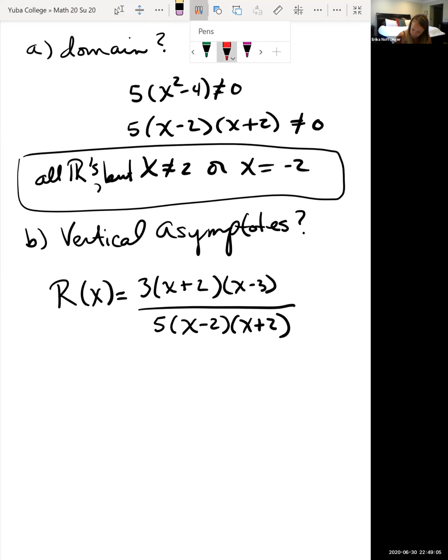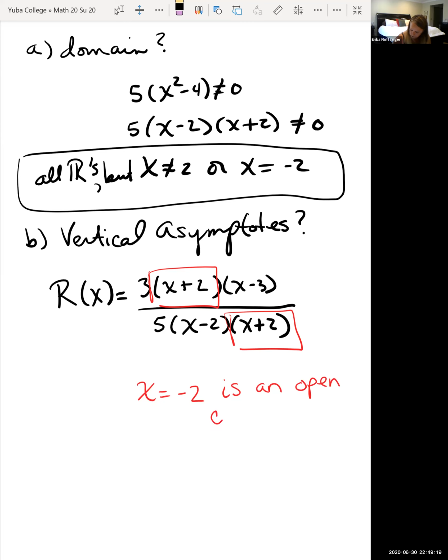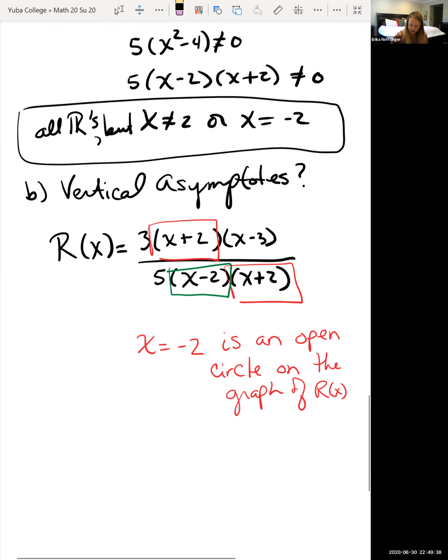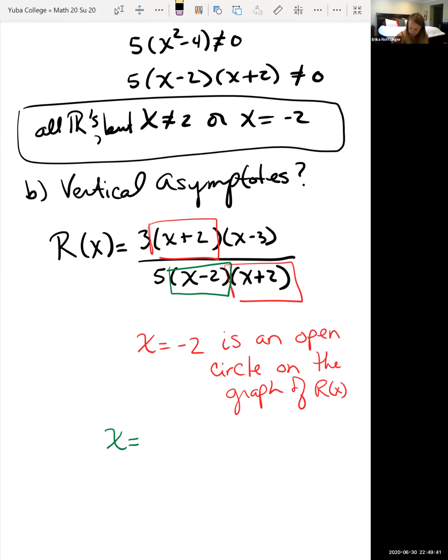And so x equals negative 2 is an open circle on the graph of r of x. Where if I look at positive 2, positive 2 sets my denominator equal to 0, but it doesn't set my numerator equal to 0. And so x equals positive 2, which is a vertical line, is a vertical asymptote.